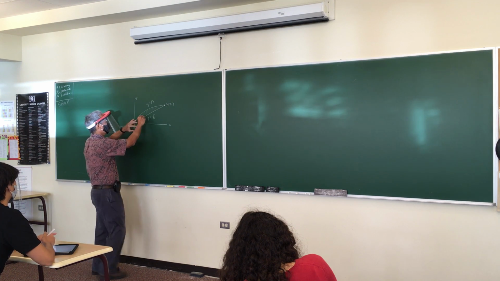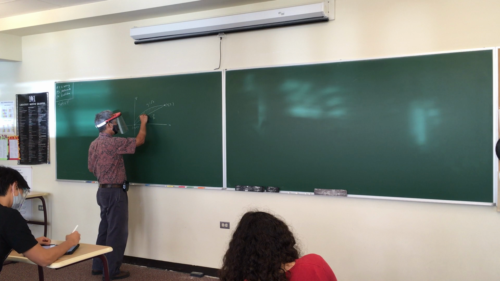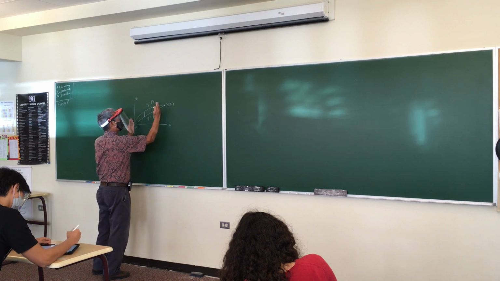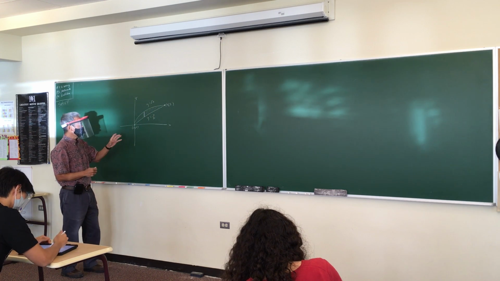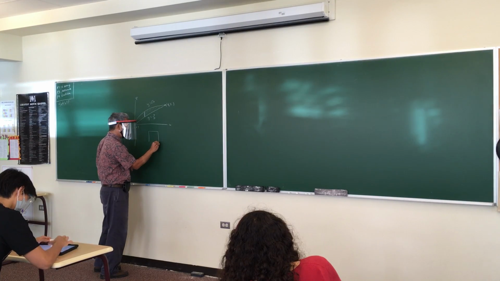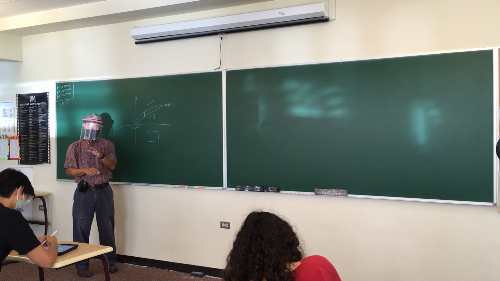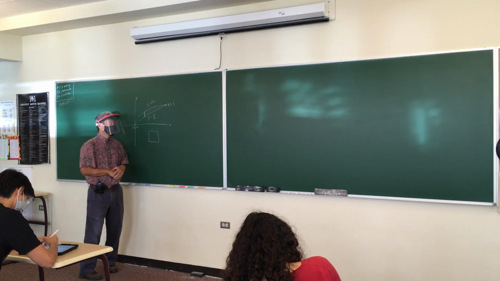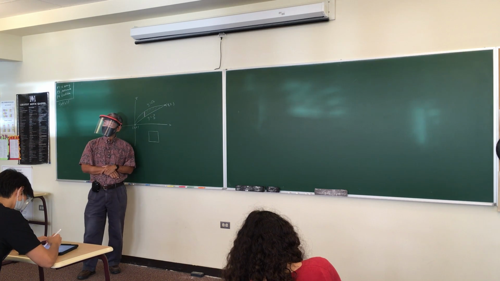Every time I remove a cross section from here, so there's all of these cross sections like this. If I remove a cross section and look at it, you know what it's going to be? It's going to be a square. So they are going to tell you what the cross section is. Okay, can you imagine what the shape looks like?